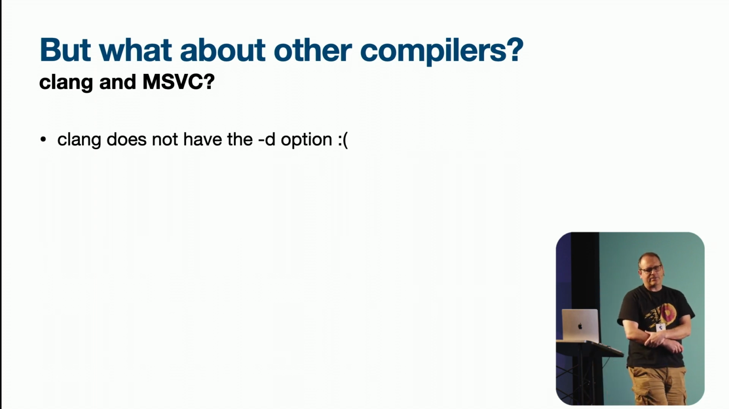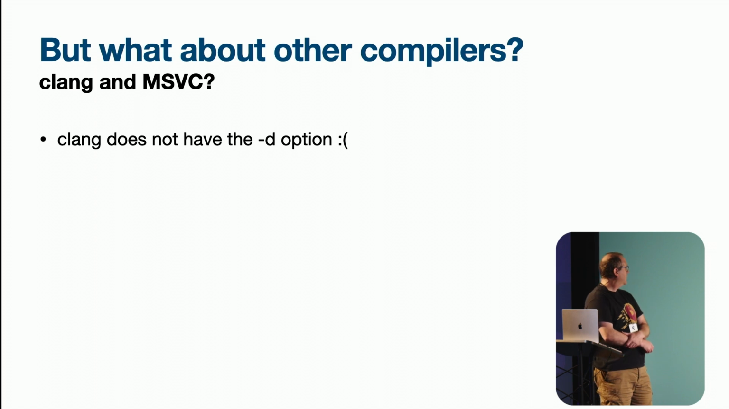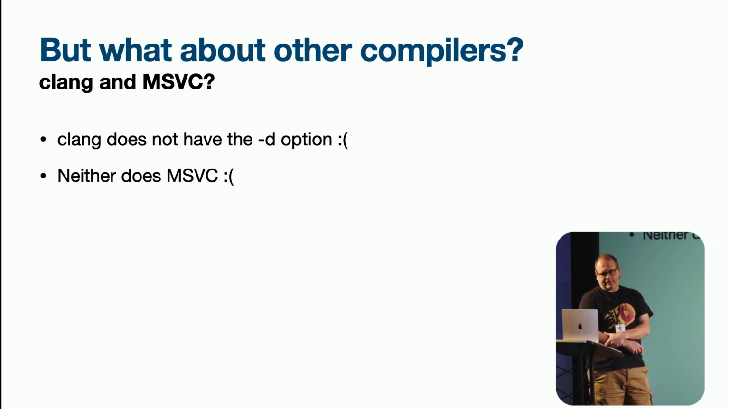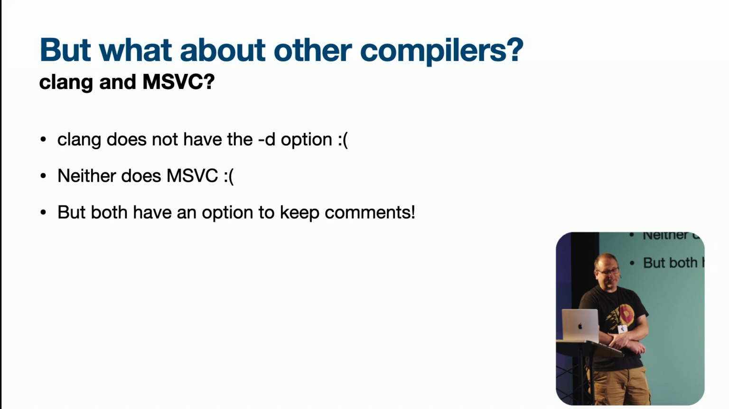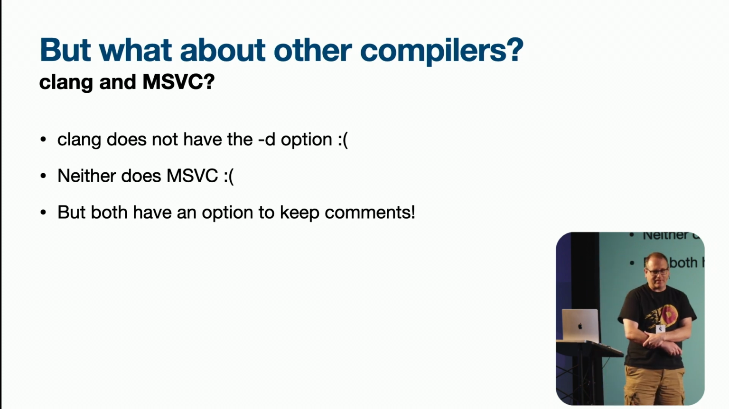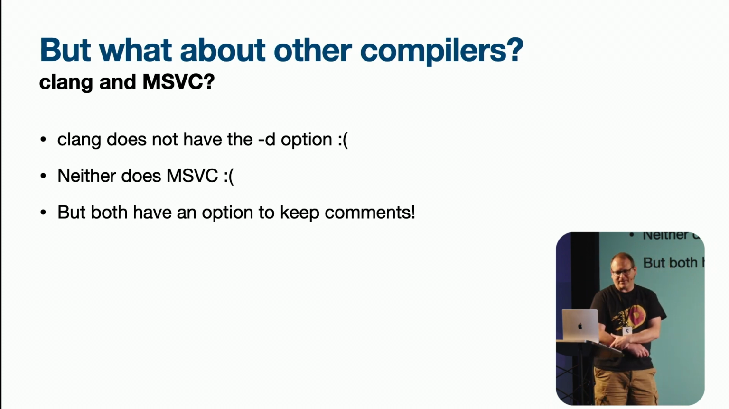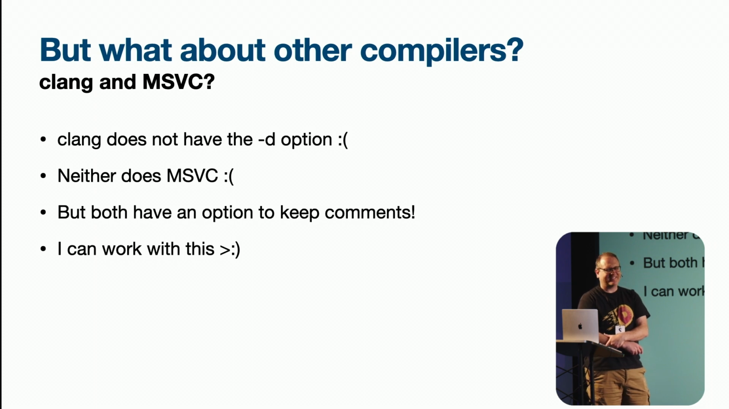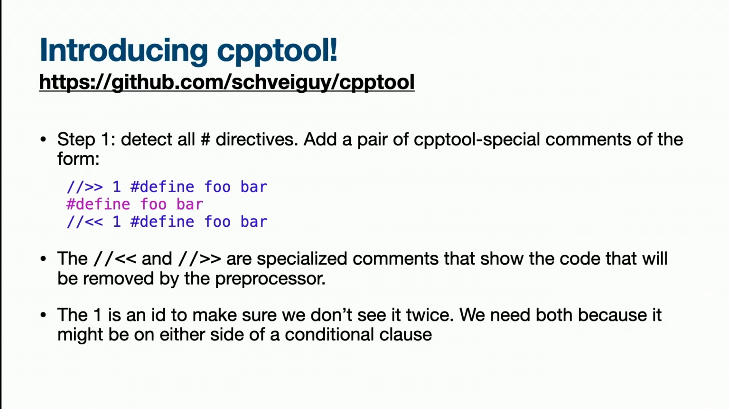Clang does not have the -D option. MSVC does not. But they both have an option to keep the comments. And with comments, I can work with this. So introducing a new tool. The goal here is to just expand the macros. That's all I want to do.